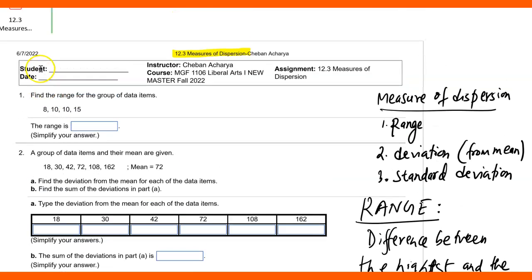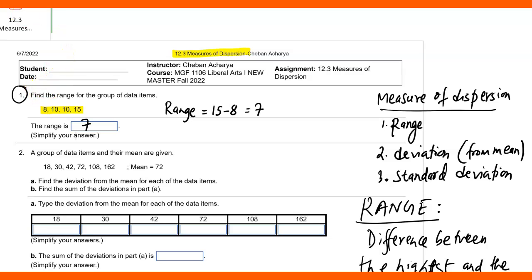Question number one is about finding the range of the group of the data items. You have how many data items here? You have 1, 2, 3, 4 data items. We call that n equals 4, but I don't have to say it. The largest data item here is 15. The smallest data item is 8. Therefore, the range here equals 15 minus 8. You subtract that, you get 7. That's the range. Range is 7 here. You guys see what I'm saying here? Range is 7. That's all.